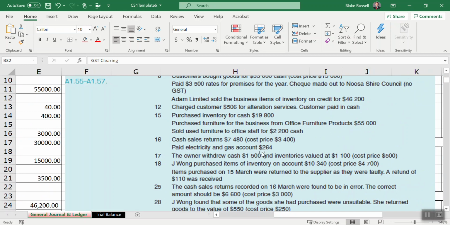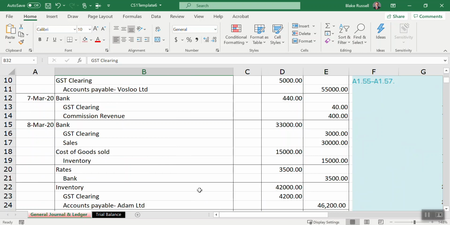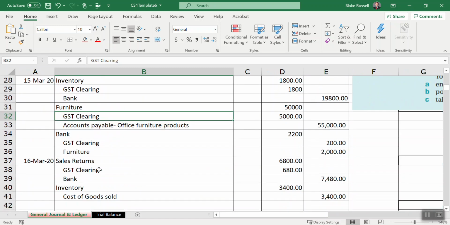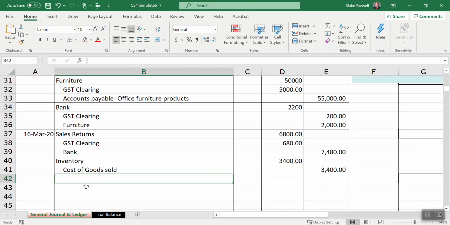Paid electricity and gas 264. So that's just a report. Just paid electricity. You can call it electricity and gas 624. Same date. Should have printed this off. Okay, same date. So electricity, and we can call it and gas. Why not?